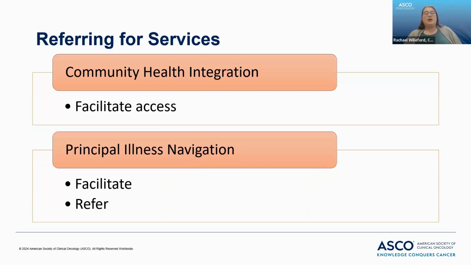One way that community health integration and principal illness navigation do differ is the role of facilitating access to care. Within community health integration, facilitation of access would be done. However, in principal illness navigation, the auxiliary personnel may also refer the patient to applicable healthcare and community service needs in addition to facilitating access to care.